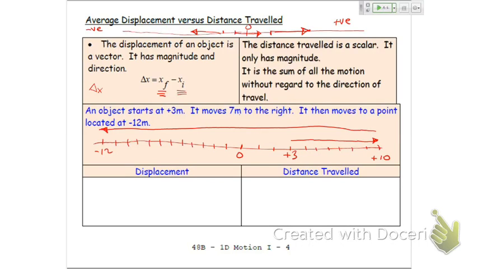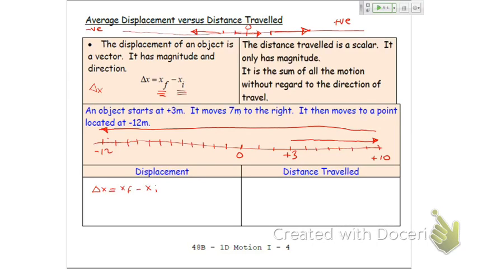So practice interpreting how I can give you this information. But however I give you the information, you end up with a number line. You end up with a diagram like this. And we're going to compare and contrast the 2 answers. So first of all, it says, what's my displacement? So I say, well, my displacement is equal to my x final minus my x initial.